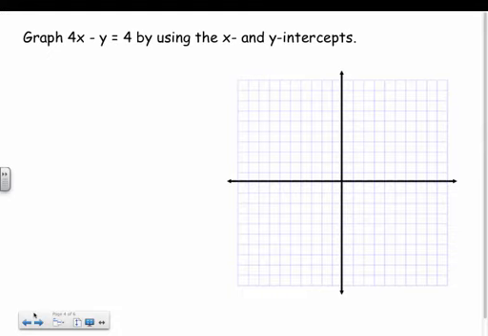And I can do that. As long as I have 2 points on a line, I can graph my line. Usually we find more points just to be safe, to make sure we're right. But I can do that just by finding the x-intercepts and the y-intercepts.